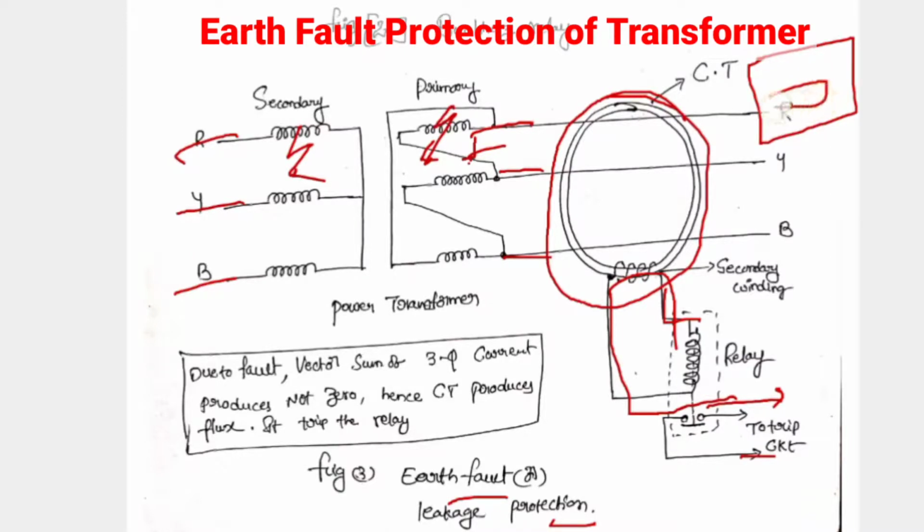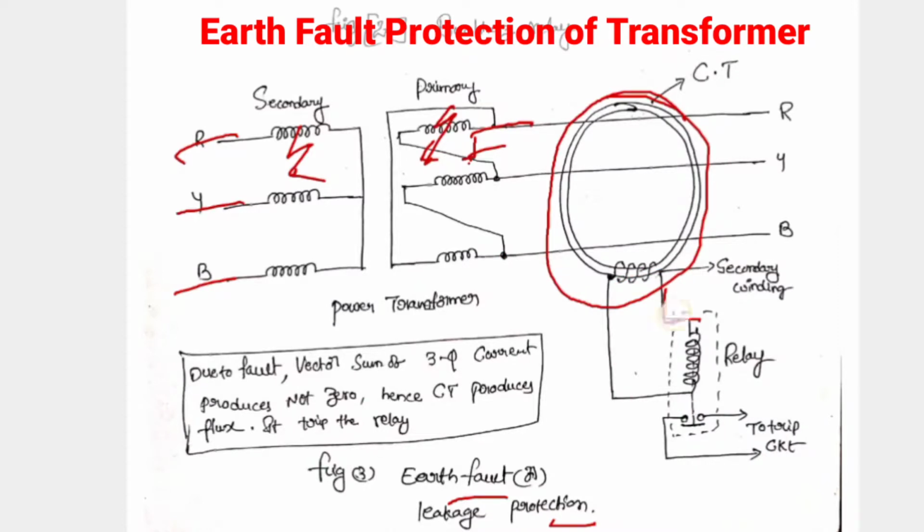If any fault occurs, since the vector sum of the 3-phase currents is not 0, the CT produces a flux, and due to the flux in the CT a voltage or current will be produced in the secondary winding that flows through the relay coil. Whenever a fault comes, that is an earth fault or winding fault, before it becomes dangerous, this CT detects it and operates the relay coil.